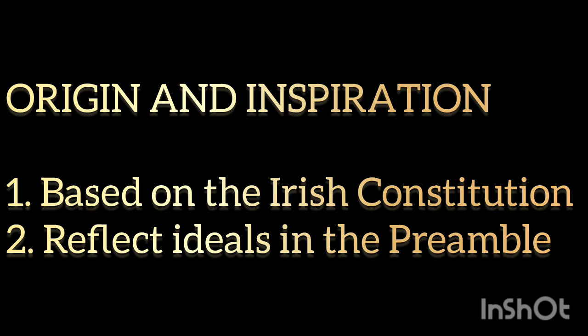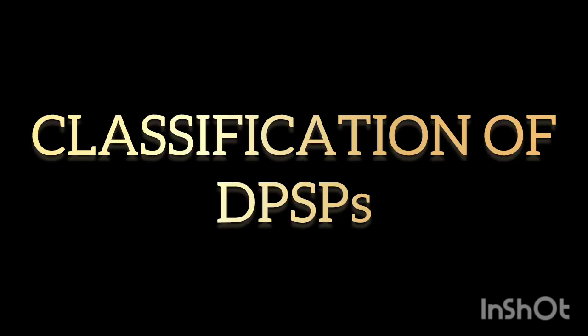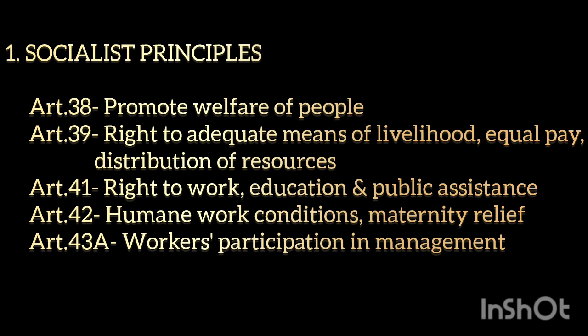Now comes the most important part, the classification. This is where most MCQs and theory questions come from. First, socialist principles. These aim at providing economic and social justice. Article 38, promote welfare of people. Article 39, right to adequate means of livelihood, equal pay, distribution of resources. Article 41, right to work, education and public assistance. Article 42, humane work conditions, maternity relief. Article 43A, workers' participation in management.